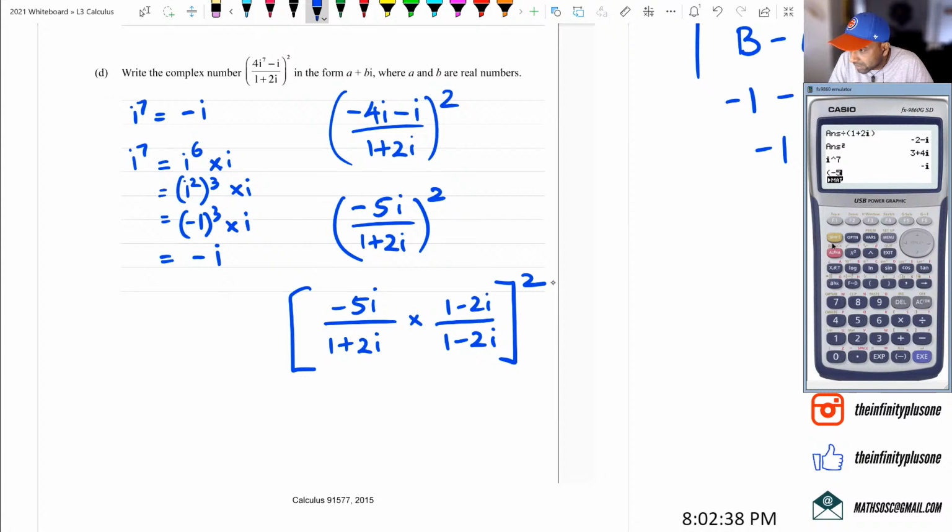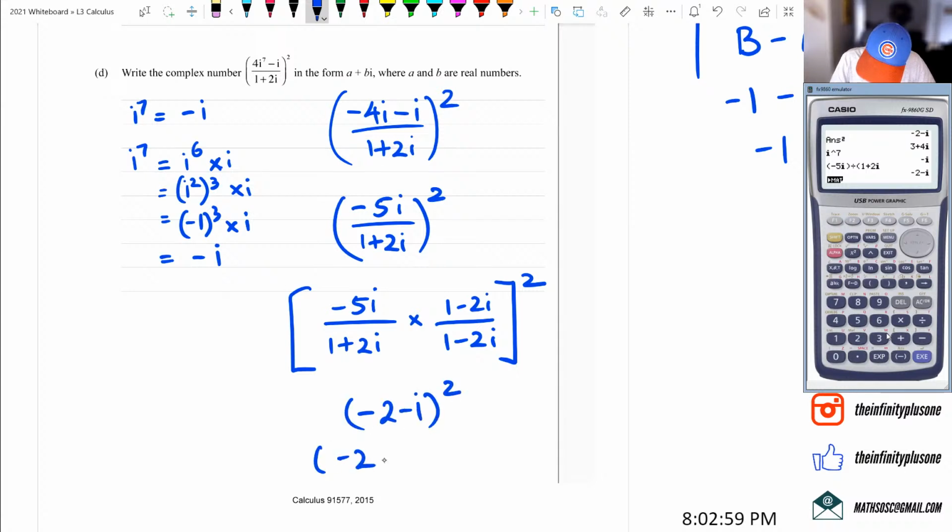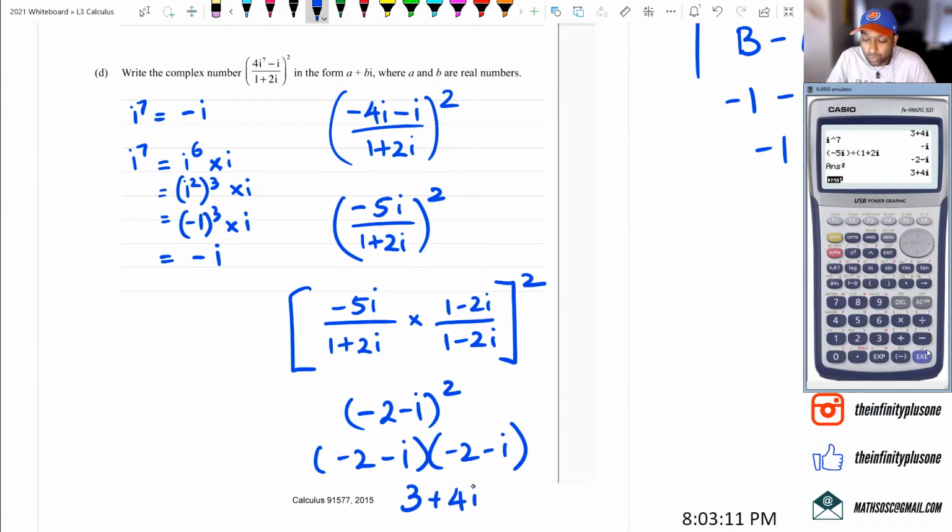I've got negative 5i divided by 1 plus 2i. So that's negative 2 minus i. So I can write that like this, squared, and then I've got negative 2 minus i times negative 2 minus i, and I'm just going to put that again in the calculator. I'm not going to sit here working all of this out by hand, because I've shown the working right there of how to do it.